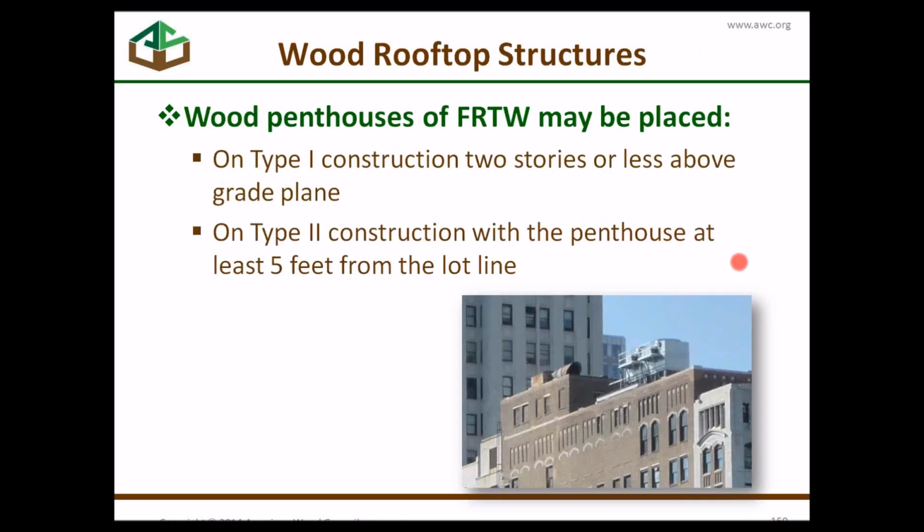705.2. You can have many varieties of wood rooftop structures in Chapter 15 of the code. Penthouses, structure, mechanical enclosure or whatever, on top of a non-combustible building. You measure your fire separation distance to the property line even though you're on top of a tall building.